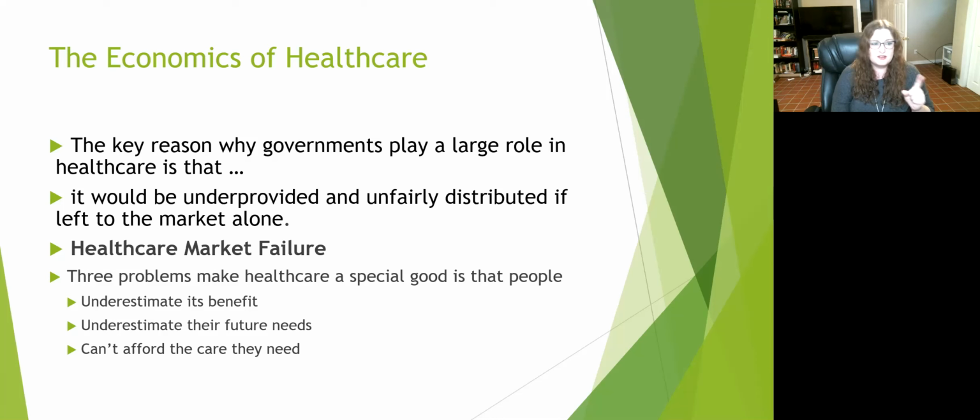First, we don't always understand its benefit. You know how much you pay for a doctor's visit, but you don't really understand how much each of those visits affects your long-term outcomes and how well off you're going to be moving forward. Going to the doctor once might really save you thousands of dollars in medical bills later on, and you may not know that. Also, we tend to underestimate our future needs, right?